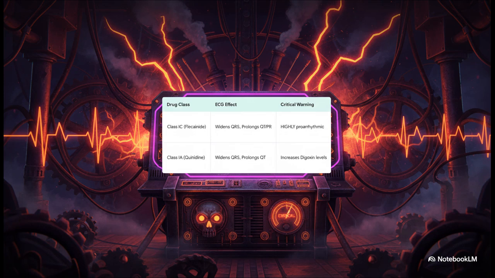Next, we've got our circuit rerouters, sodium channel blockers. These agents fundamentally alter the engine's electrical pathways. And you can see it right on the console. They widen the QRS and they prolong the intervals. But you have to be warned, engineer. By rerouting the circuits, you seriously risk creating an even deadlier short. These drugs are highly proarrhythmic and can trigger the very catastrophes you're trying to prevent.